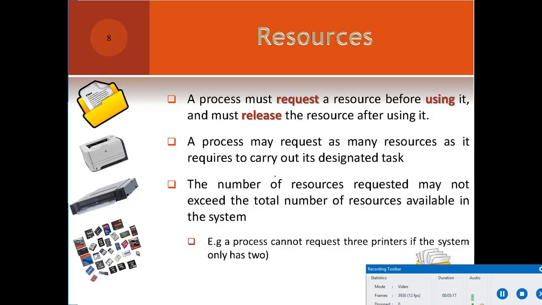So we are now going to talk about some formal definitions and some keywords related to deadlock.